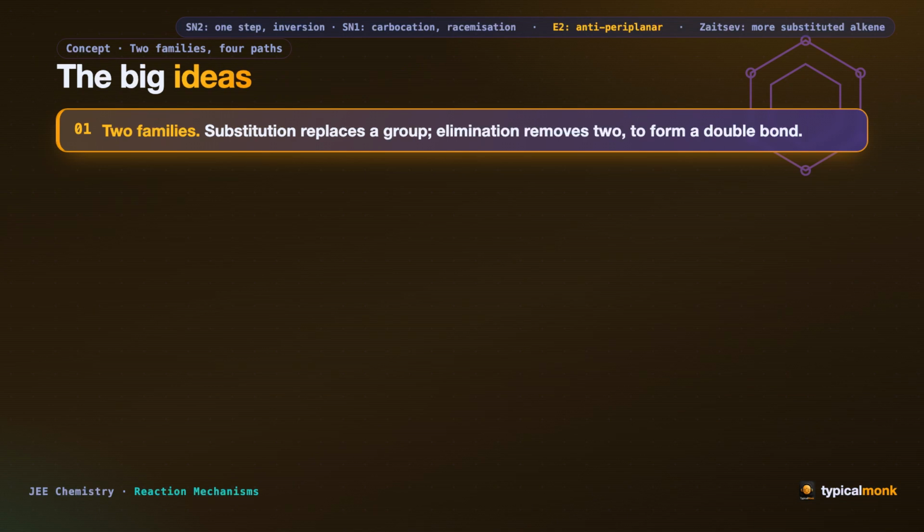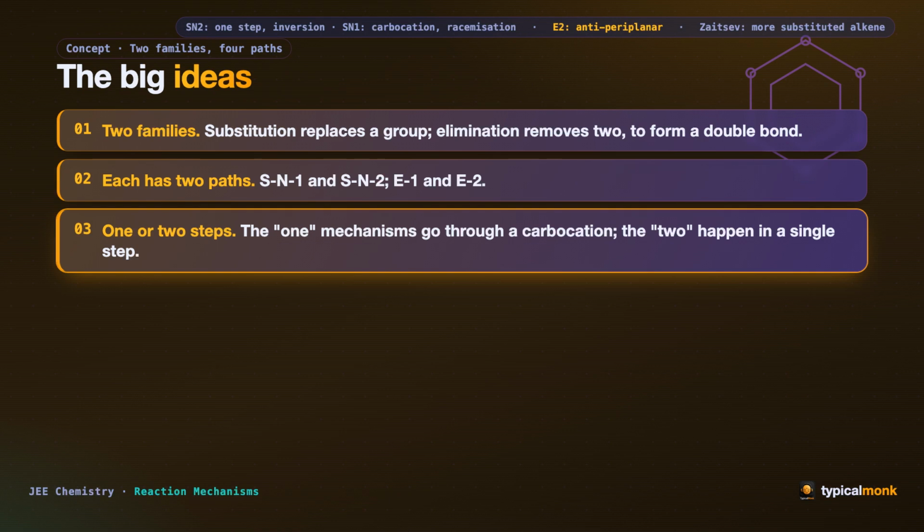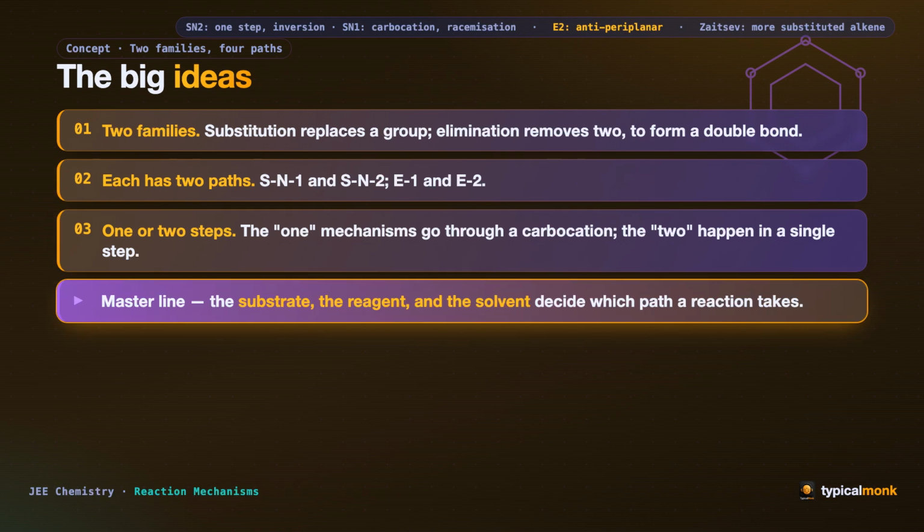Two families. Substitution replaces one group with another. Elimination removes two to form a double bond. Each has two paths, SN1 and SN2, E1 and E2. One or two steps. The one mechanisms go through a carbocation in two steps. The two mechanisms happen in a single step. Master line. The substrate, the reagent, and the solvent decide which path a reaction takes.